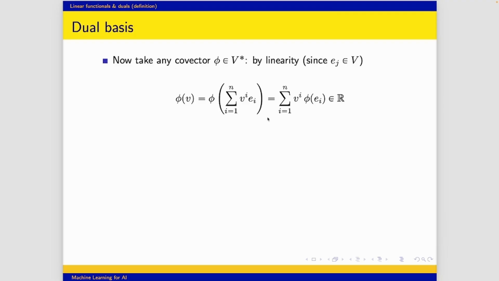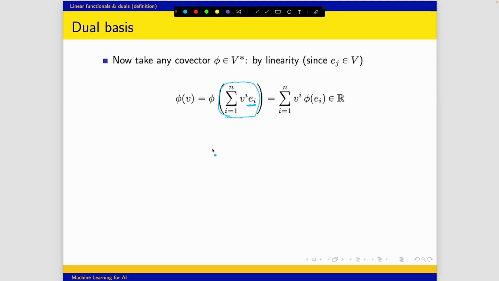Now let's take any covector, so an element of this dual space, and let's see how it acts on this vector V that we just wrote down in terms of the basis that we have chosen. So phi acting on V is phi acting on this sum. We've expanded V, we've written it in terms of this basis. We've chosen this basis. And again, this is just a convention that we use for the vectors. For the coordinates, we use superscripts.